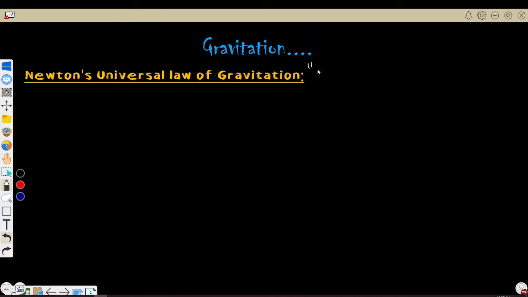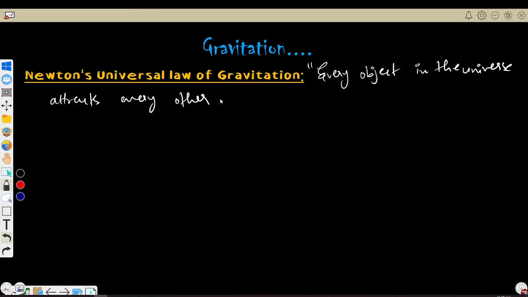According to this theory, according to this law, Newton said every object in the universe attracts every other object with a definite force. Now this statement was given by Newton. We'll try to understand this. According to Newton, universe में if there are objects, they will always attract each other with a definite force.